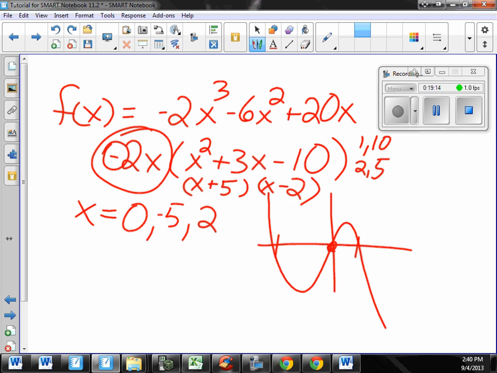The 2, that's a good question. What does the 2 do? The 2 actually makes it twice as steep. So if I were to divide out the 2's, it might be a little less steep. But it's not going to change the end behavior. And so we don't really care what the steepness is. Okay.